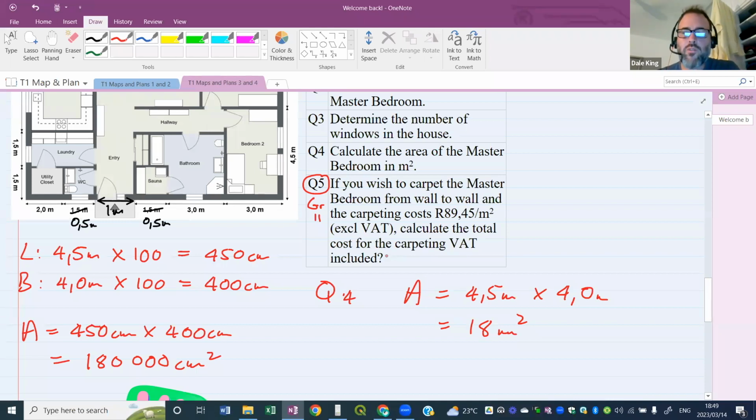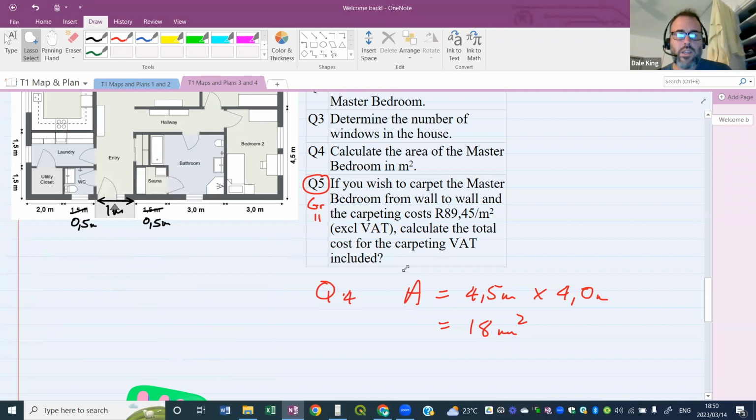All right, question number 5. Now, grade 10s, you're welcome to try this. In fact, I challenge you. Grade 11s, you should be able to do this type of question. All right, there's question 4.